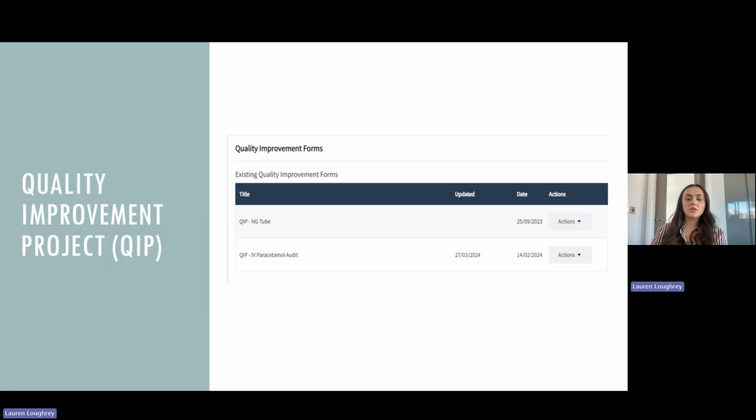As F1s, we must show participation in quality improvement projects. Evidence of at least one quality improvement project is a mandatory requirement for the end of year ARCP. QIPs are very easy to get involved in. If you ask around, there are usually multiple QIPs going on within your department. Pharmacy often do large QIPs which you can help out with, or if you like, you can do your own. During F1, I got involved with a departmental QIP on NG tubes and a pharmacy QIP project on paracetamol prescribing.